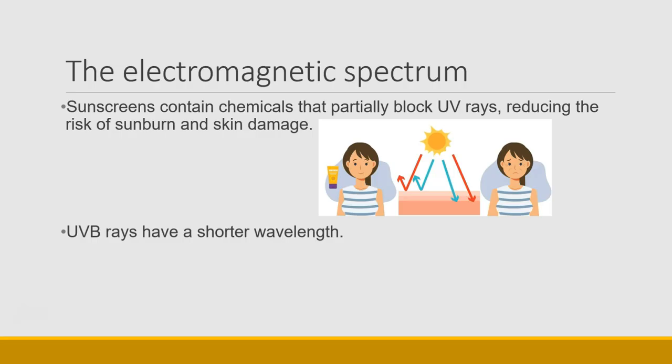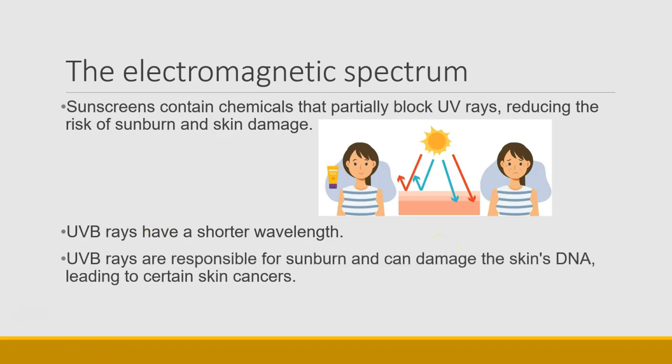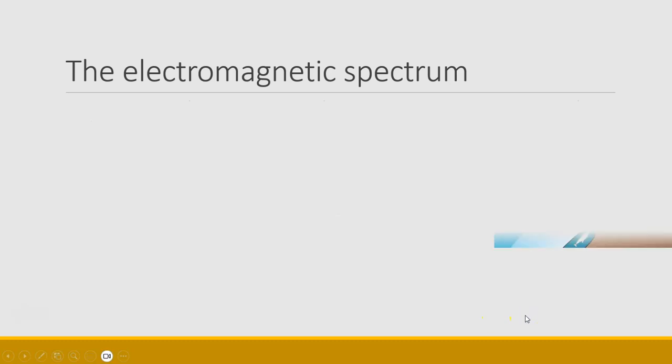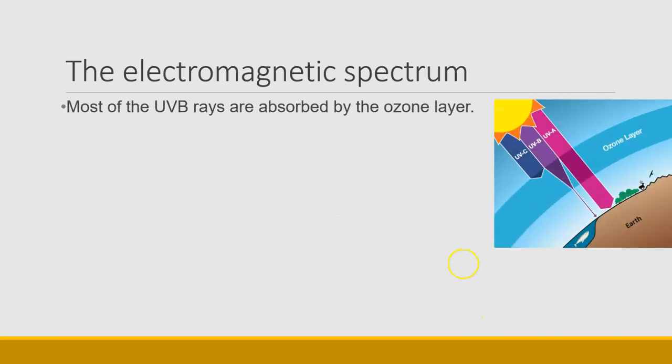UVA can penetrate skin cells. UVB can also penetrate skin cells. In fact, it has an even higher energy than UVA rays. Now again, UVB is responsible for sunburn, and it can damage the skin's DNA and it can lead to certain skin cancers. Now, luckily, even though UVB is stronger than UVA, only a small fraction of the UVB radiation that's emitted by the sun is going to reach Earth's surface. Most of the UVB radiation gets absorbed by the ozone layer.